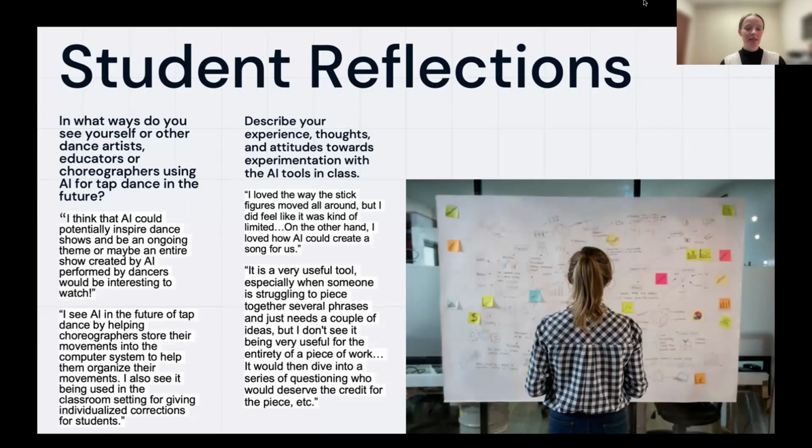They also went on to say, it would then dive into a series of questioning who would deserve credit for the piece, etc. So the students are starting to bring up some of those ethical concerns that they were reading about, that they noticed in class with using AI. Who owns that choreography? Or if you're using an archive like this one from Wayne McGregor, do you have to cite Wayne McGregor as a choreographer in the work that you created? Just some interesting points that the students brought up.